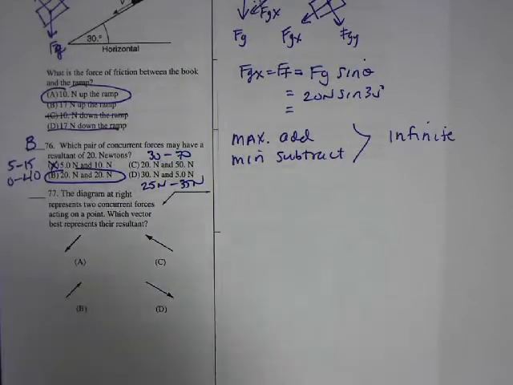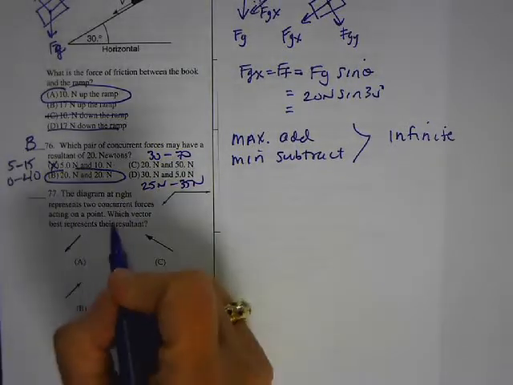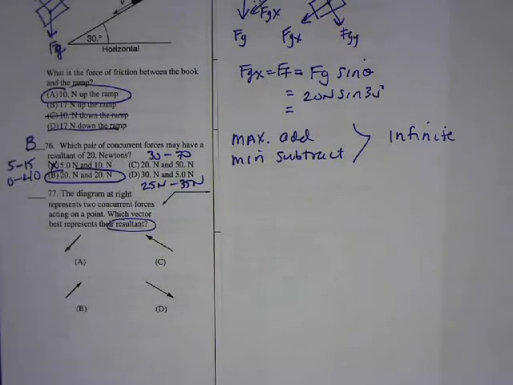Number 77. The diagram at right represents two concurrent forces acting on a point. Which vector represents the resultant? So remember, with vectors, you cannot add vectors algebraically. You have to add vectors vectorially. The one rule for adding vectors is you add vectors head to tail.